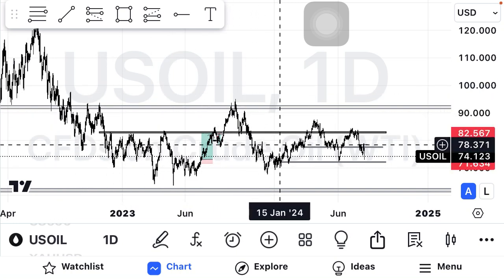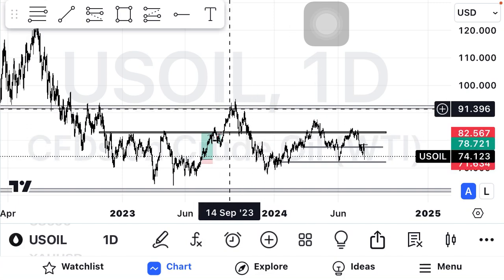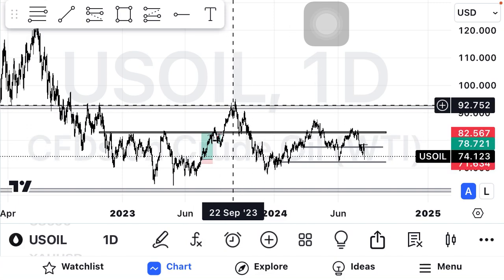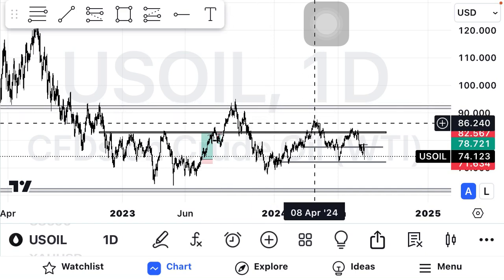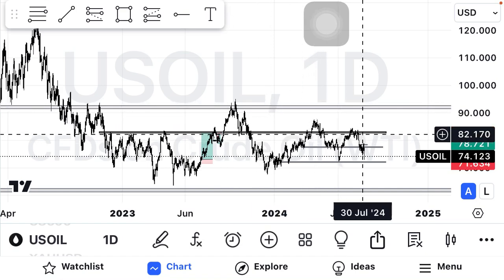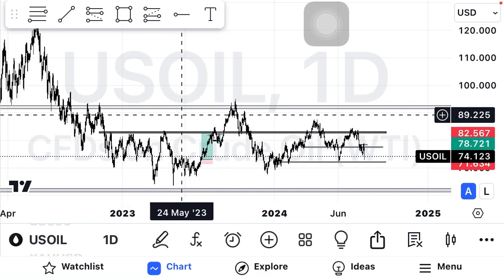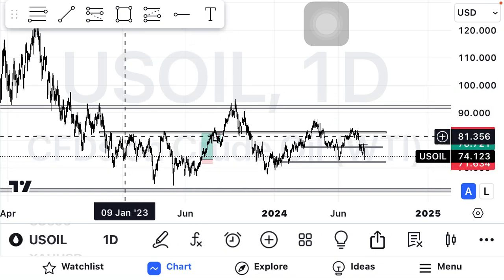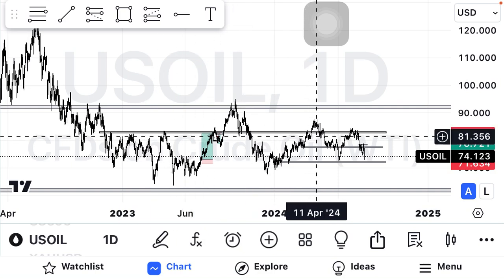Within the range we can still see the trend. Price has failed to break above this high for quite a while, and this one also. So this gives a sell signal, like price being in a downtrend. And we can also see this zone in between the major zones. Price has reacted from these zones a good number of times.